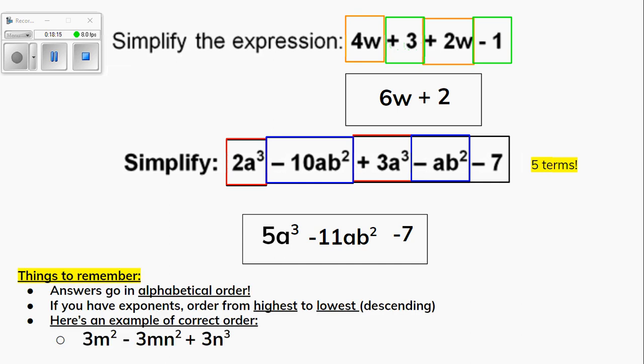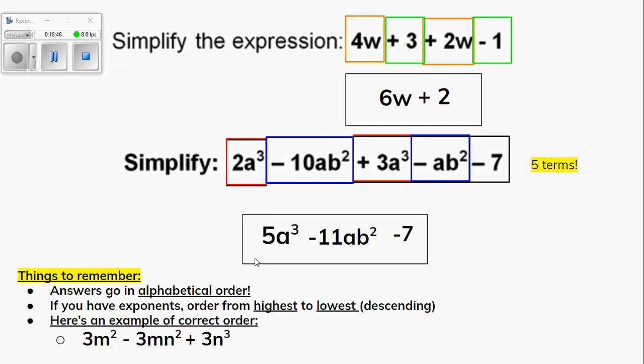Now here we have some things to remember. The answers always go in alphabetical order, which we already talked about. If you have exponents, I don't think we mentioned this yet on the last slide. If you have any exponents, the exponents go from highest to lowest. Notice here that anything that had the cubed went first, then the exponent that was a 2 came next. So if you have different exponents in your expression, you order it from highest to lowest.